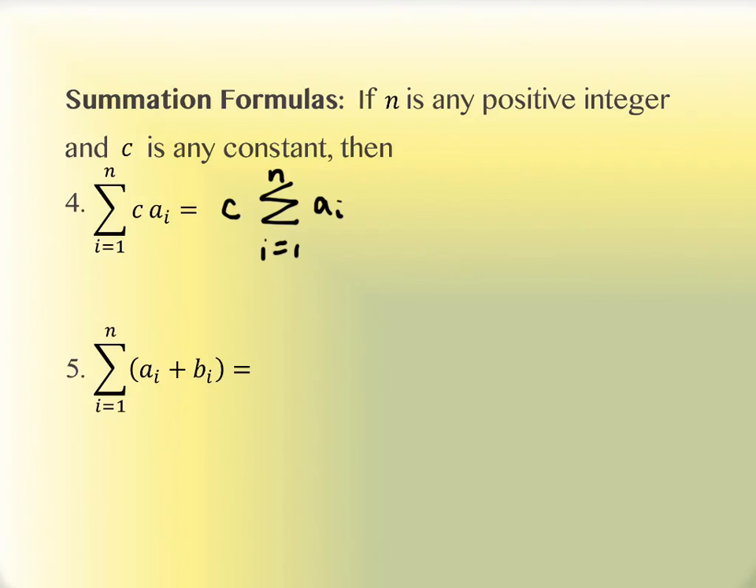And again, on number 5, it's the same kind of thing you've seen with derivatives and antiderivatives and limits: if you have the summation of a sub i plus b sub i, you could separate it out as the summation of each of them individually. So you can write this as the sum from i equal 1 to n of a sub i plus the sum from i equal 1 to n of b sub i.